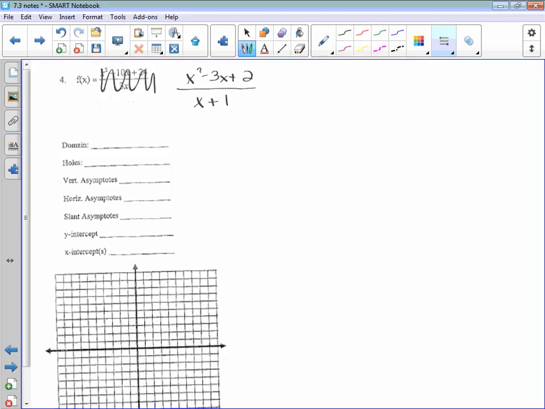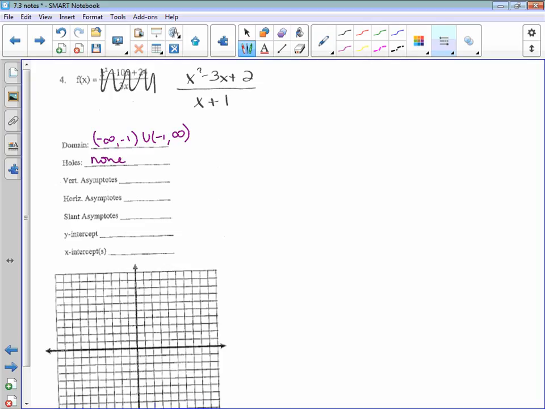All right, so what is our domain? Nothing cancels out, so what's our domain? What can x not equal, guys? Negative 1. Okay, so negative infinity to negative 1, negative 1 to infinity, right? Okay, we established we don't have any holes, right? It factors so nicely and does nothing for us. Okay. I love it.